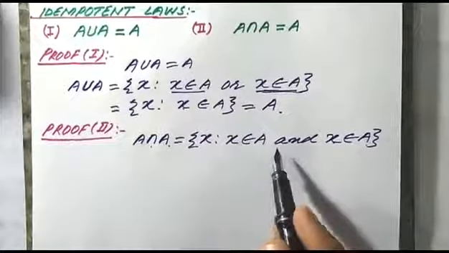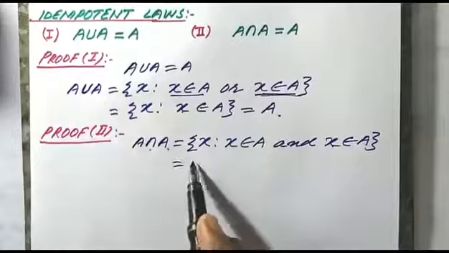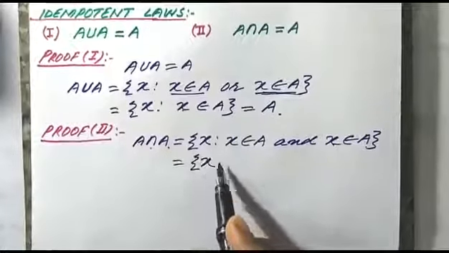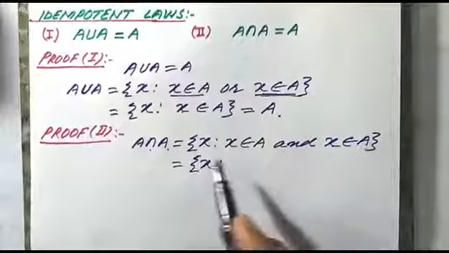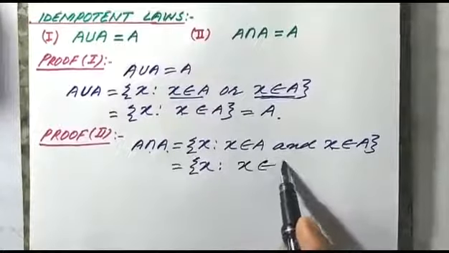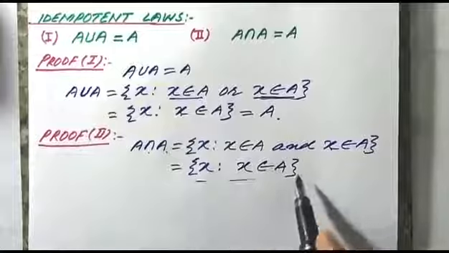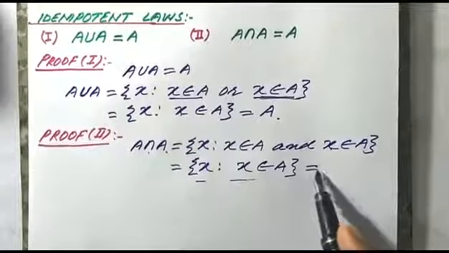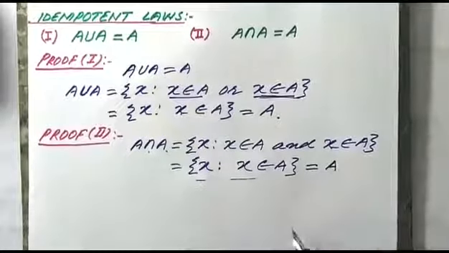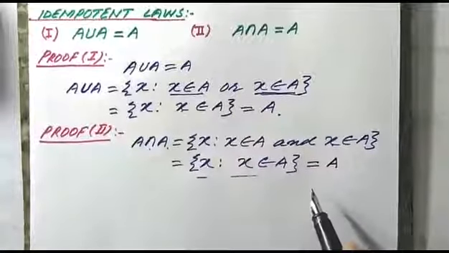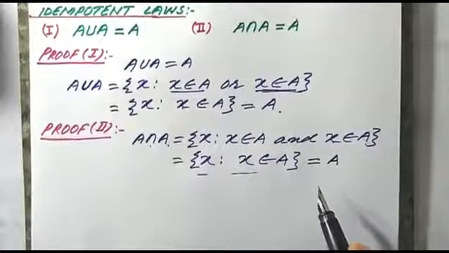Again, this is the repetition of the same statement, so we may write it as the set of X such that X belongs to A. Again, by definition, this is the set A. So we have proved the second idempotent law.